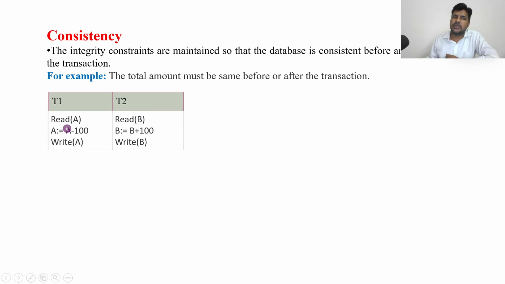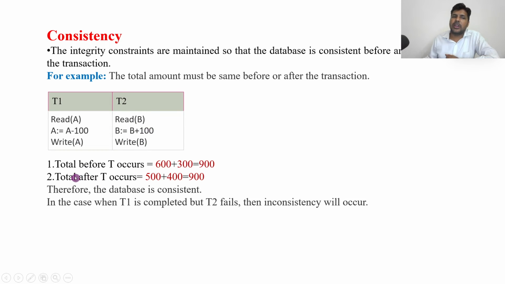Let me show you an example. Same previous example: 100 is deducted from A and 100 is added to B. Before the transaction, A has 600 and B has 300, total 900. After the transaction, 100 is deducted from A's 600, that means 500, and 100 is added to B, so 400. 500 plus 400 is 900. Then this database is consistent, because the transaction is successful.